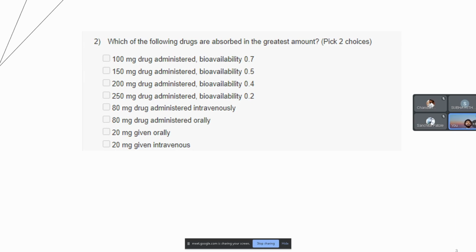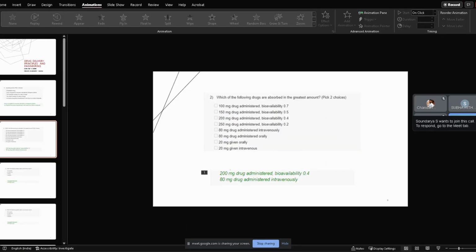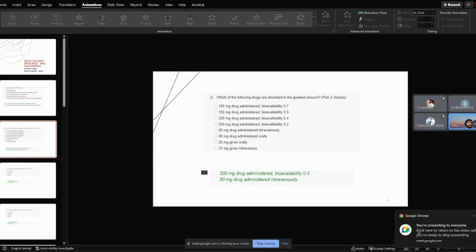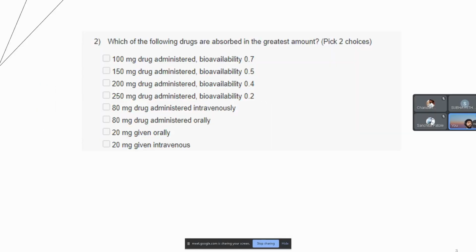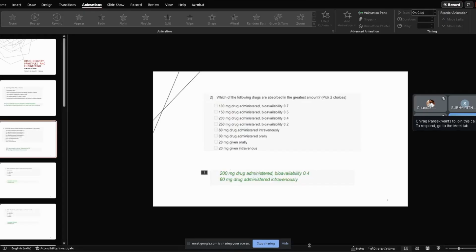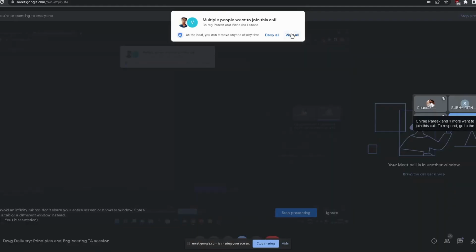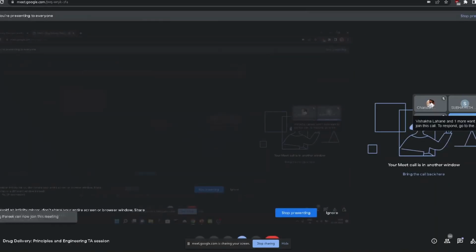So if you were given a question like this, which of the following drugs are absorbed in the greatest amount? Every drug has this thing called its bioavailability. To briefly recap, bioavailability is basically if you give a drug through the intravenous route and a different route, what is the area under the curve of the total drug present in the plasma through the two routes.